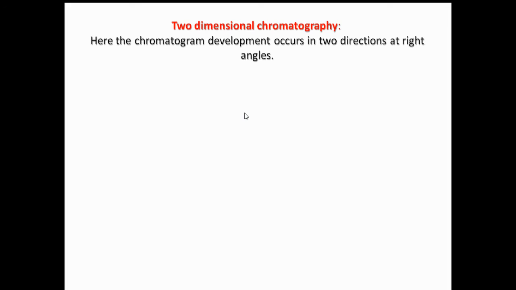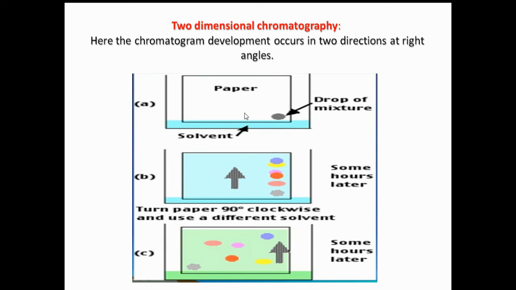Then the other important method is two-dimensional chromatography. In this case, the development occurs in two directions. How it takes place in two directions: the first one is the normal type, ascending. In this case, you can see the paper, where this is the sample spot, written here as drop of the mixture, and then it is placed in the solvent, which is acting as the mobile phase. After some time, the same solvent will interact with the sample and then separation takes place. Here you can see the separation some hours later. This is the separation which is taking place on the paper.